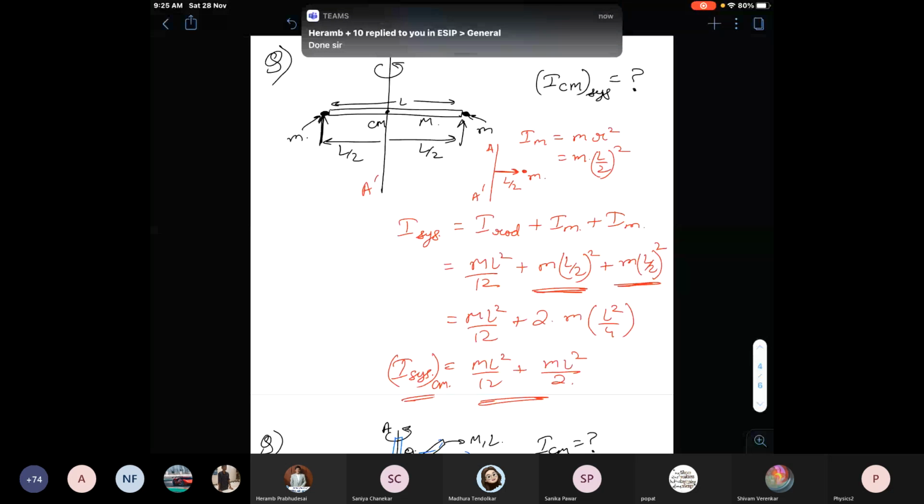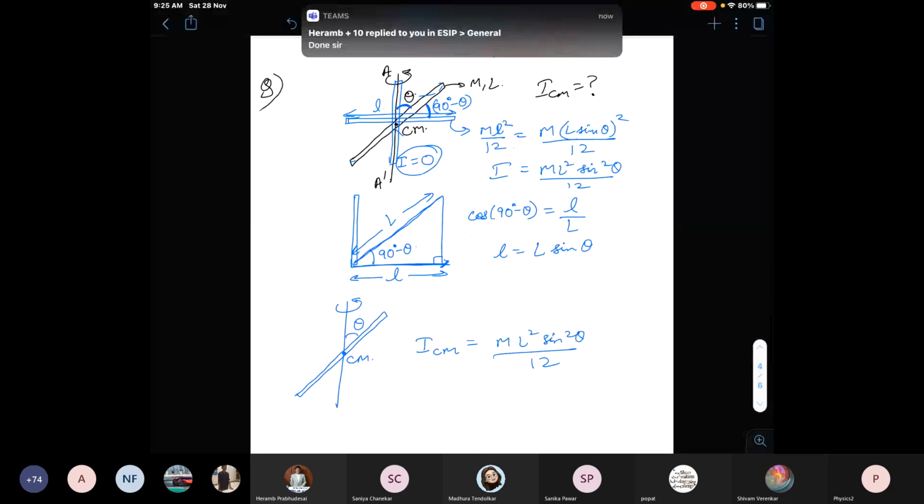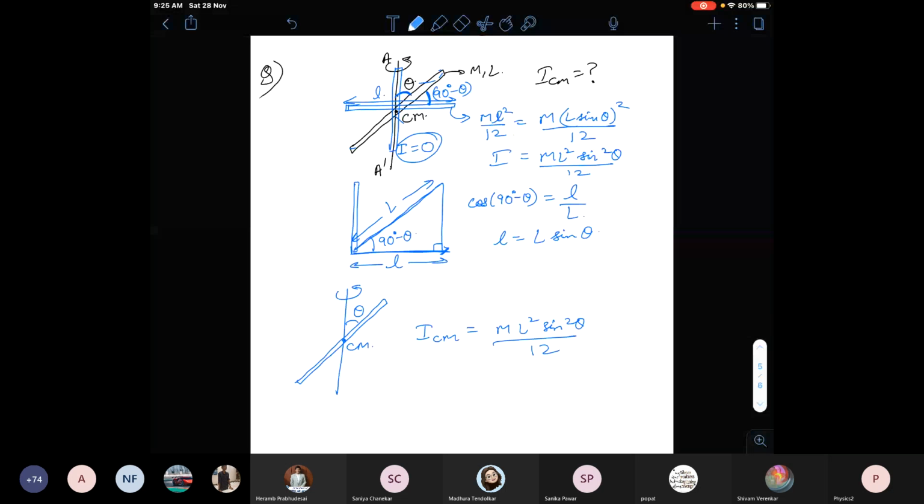Done. And if you want, you can write this also. So now we will see what happens if the axis is not the axis of the center of mass. We have to see how the moment of inertia varies, and how to calculate moment of inertia in such situations. So we will see that.